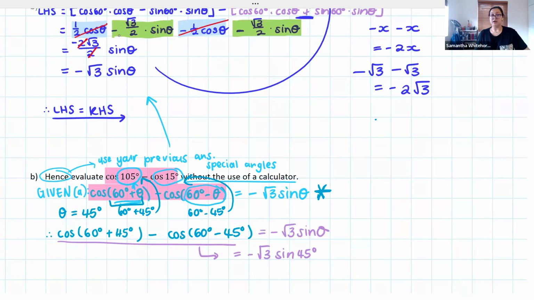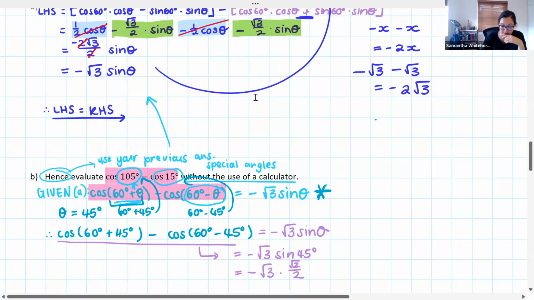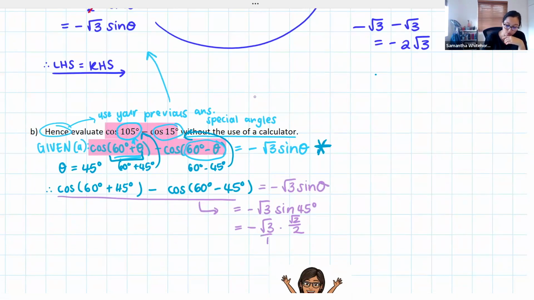As Chantal implied earlier, special angles. This is now a special angle. Negative root 3, sine of 45 is root 2 over 2. And now, guys, I wouldn't stress about trying to do this in your head. Just type this into your calculator. What actually ends up happening is that, because this is technically over 1, you've got negative root 3 times root 2, which gives you negative root 6. You can multiply the numbers underneath the square root, all being divided by 2.